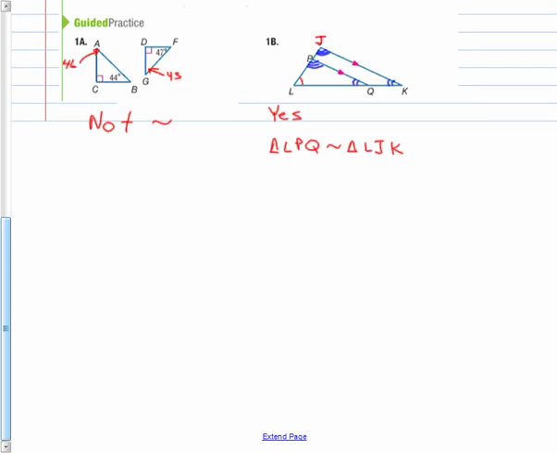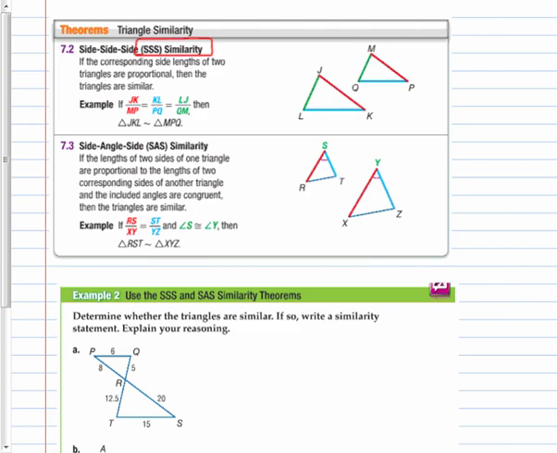In 1A, we figured out the measure of each of the angles because we know we have acute complementary angles, and we discovered we did not have two pairs of congruent ones. And in 1B, we had parallel lines again, and those parallel lines had some congruent corresponding angles. And so now we are all caught up, and we are going to see the second way of proving that we have triangles that are similar.